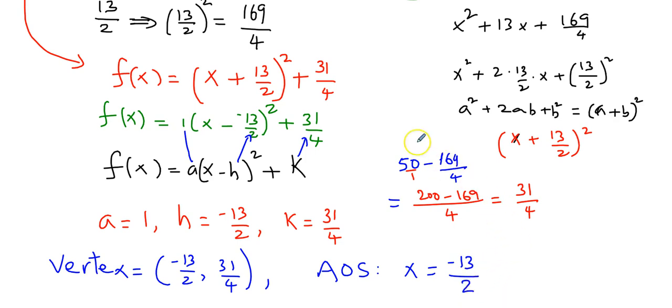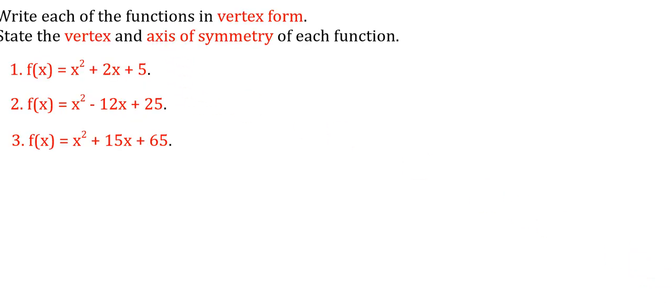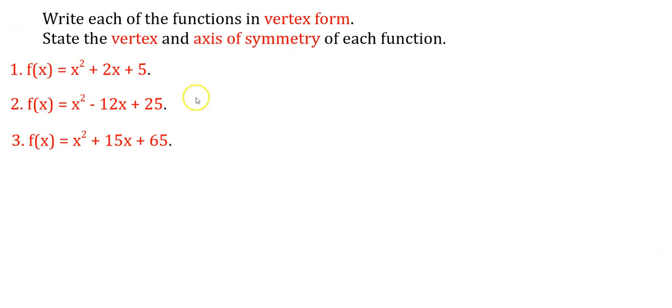Right? So after following all these examples, please try these 3 problems which are similar to the ones we discussed just now. First problem is f of x equal to x square plus 2x plus 5. Then you have f of x equal to x square minus 12x plus 25. And the third one, f of x equal to x square plus 15x plus 65. Each of these 3 examples are similar to the 3 examples we worked out just now. Please try. Of course, you have to find the vertex and axis of symmetry.